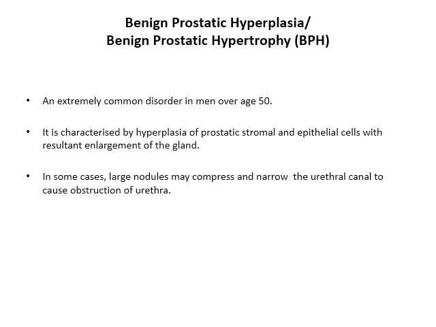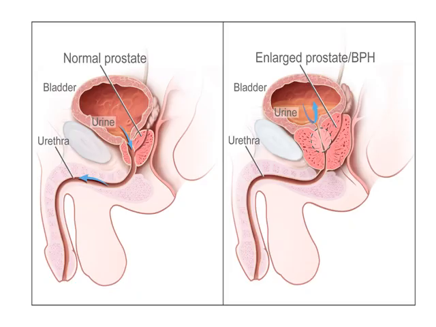BPH is an extremely common disorder in men aged 50 years and above. It is characterized by hyperplasia of prostatic stromal and epithelial cells with resultant enlargement of the prostatic gland. In some cases, large nodules may compress and narrow the urethral canal, which will cause obstruction of the urethra.